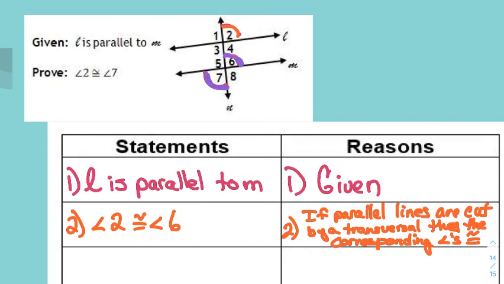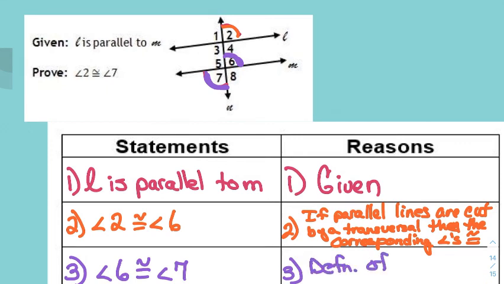All right, so if that's the case, then we need to look at our relationship of angle 6 to angle 7. And hopefully you recognize that those are vertical angles. So 3, angle 6 is going to be congruent to angle 7. And again, that's by the definition of a vertical angle. And that just states that vertical angles are congruent.